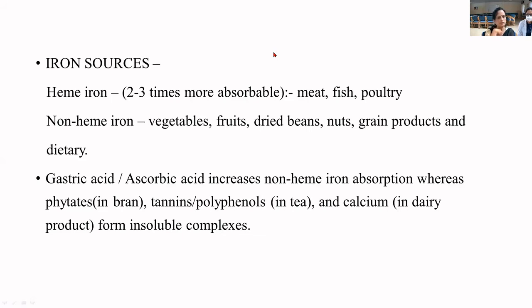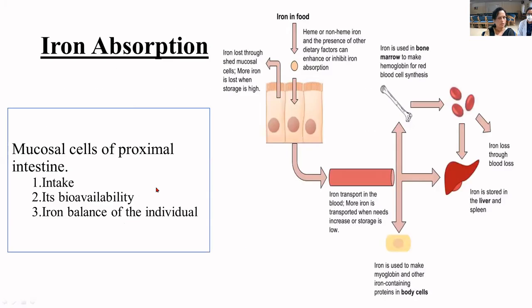Okay. So gastric acid or ascorbic acid increases non-heme iron absorption, whereas phytates and the like interfere with iron absorption. So this we should know. This is what we tell the patients also. After you take iron, don't immediately drink coffee, tea, and all that. Or don't take antacids.